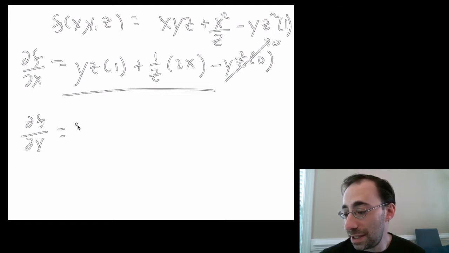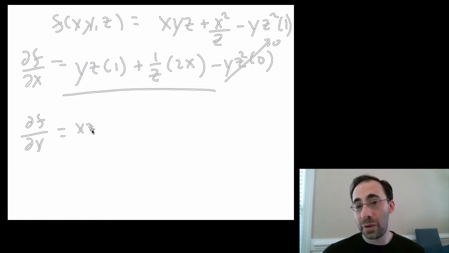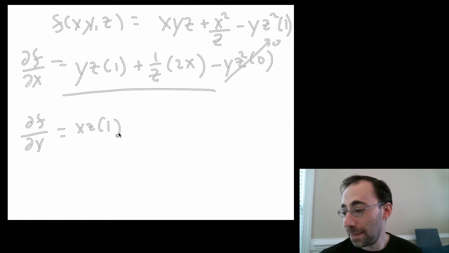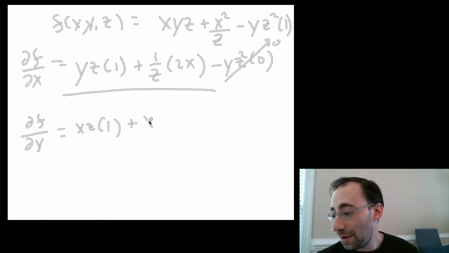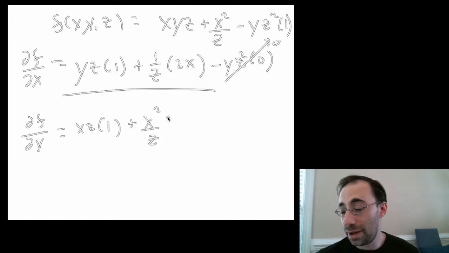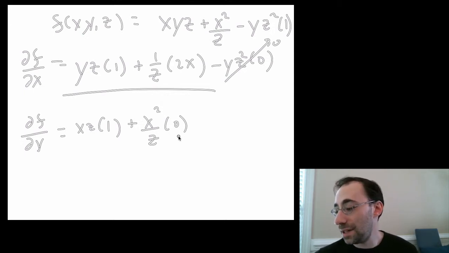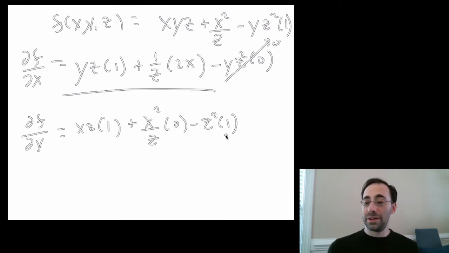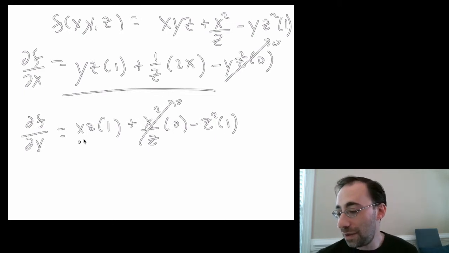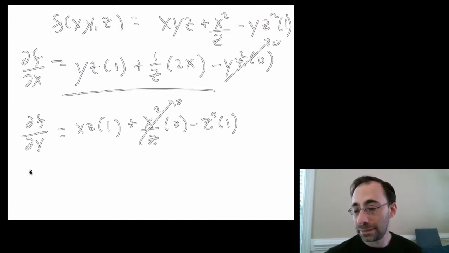Here the constant is xz, and the derivative of y is just 1. In the second term, there is no y. So you have the constant x squared over z times the derivative of 1, which is 0. And the last term, you have a constant, negative z squared, times the derivative of y again, which is just 1. That's it. So this thing goes away, and you have xz minus z squared.